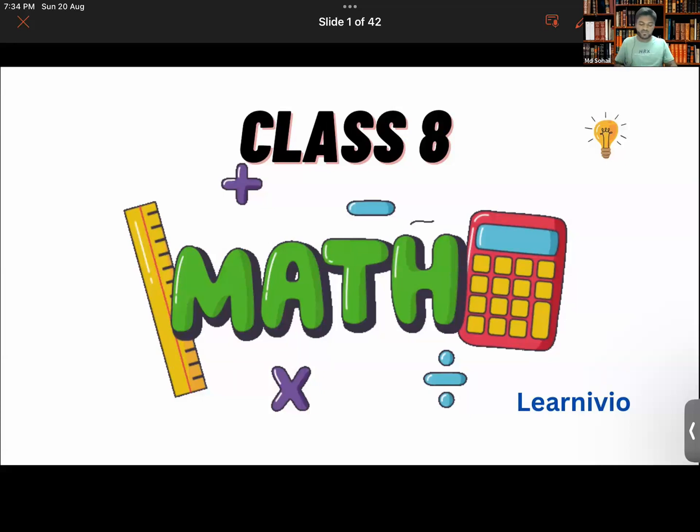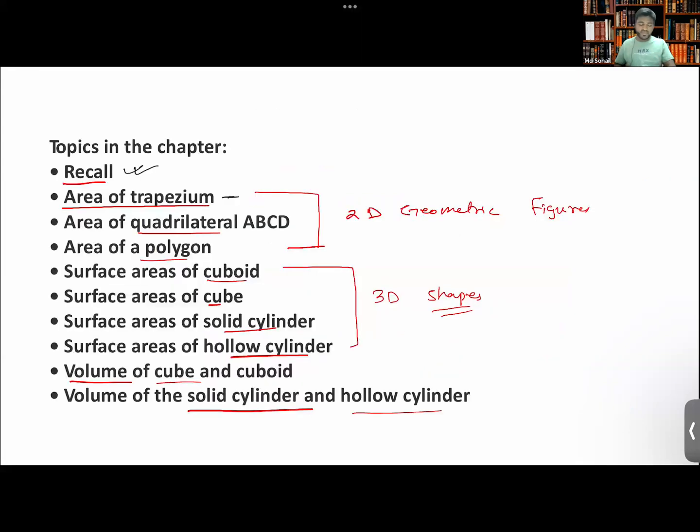Right, so simply half into a plus b multiplied by h, where a and b are the parallel sides. Getting it? Okay. Then we also talked about area of a quadrilateral, right? Trapezium, we talked about this one.